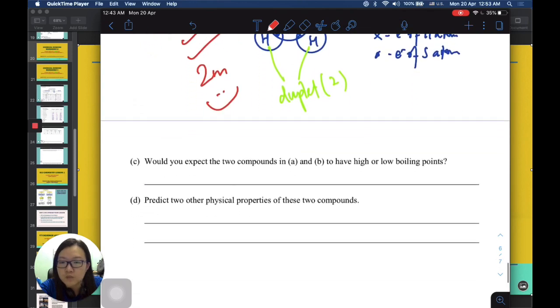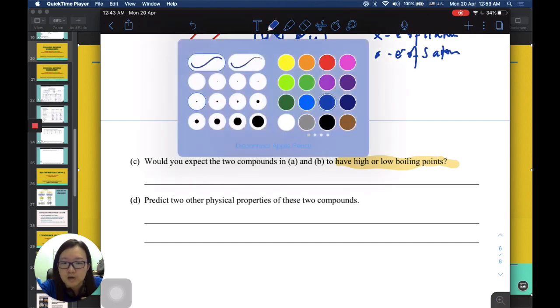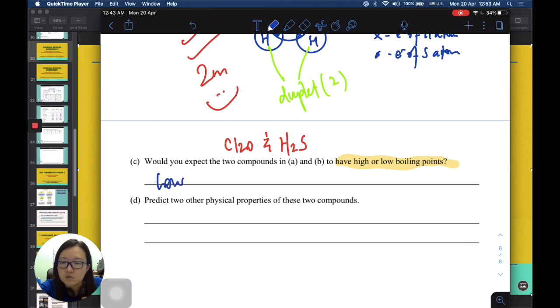Part C. What would you expect the 2 compounds in part A and B to have, high or low boiling points? Your 2 compounds: first one is Cl2O, chlorine oxide, and H2S, hydrogen sulfide. Knowing that they are all non-metals, obviously they are covalent compounds.